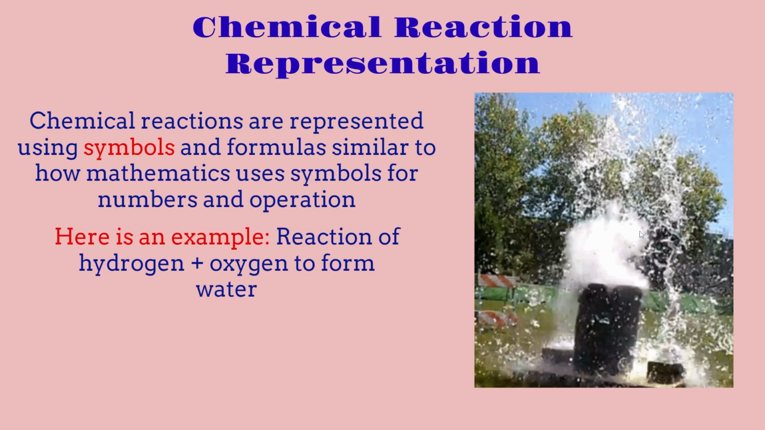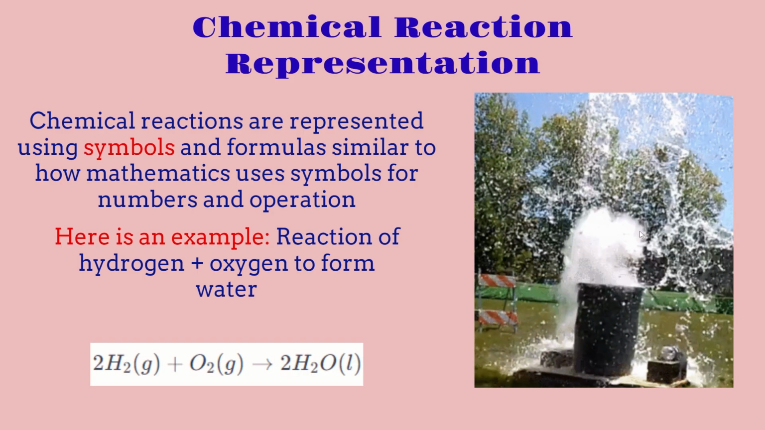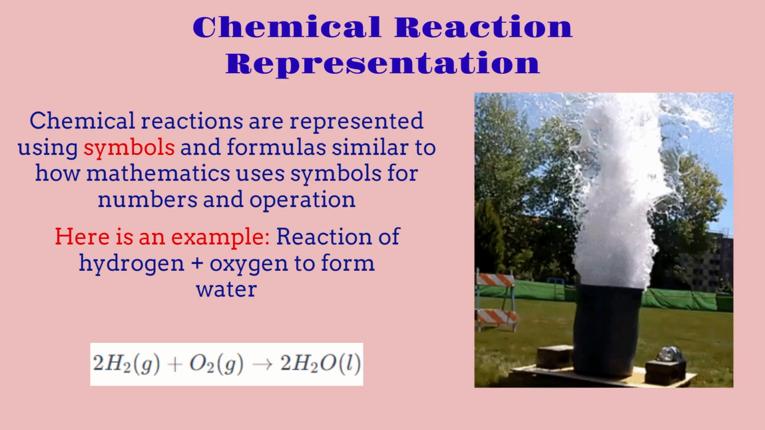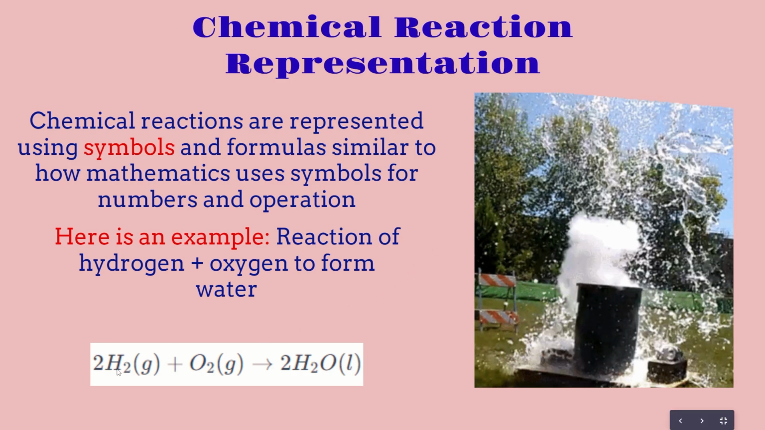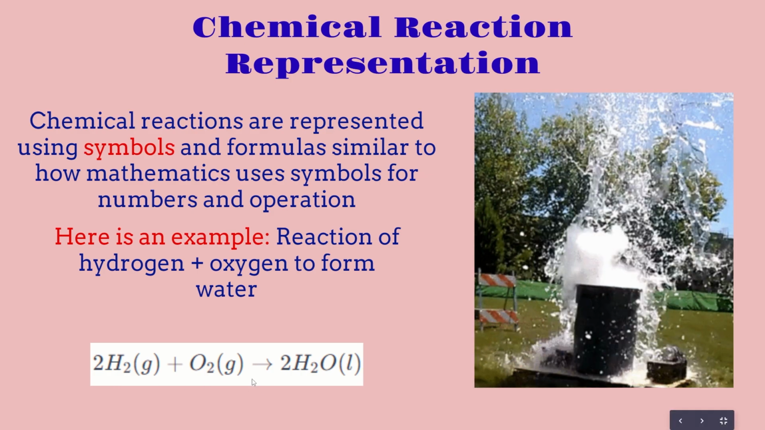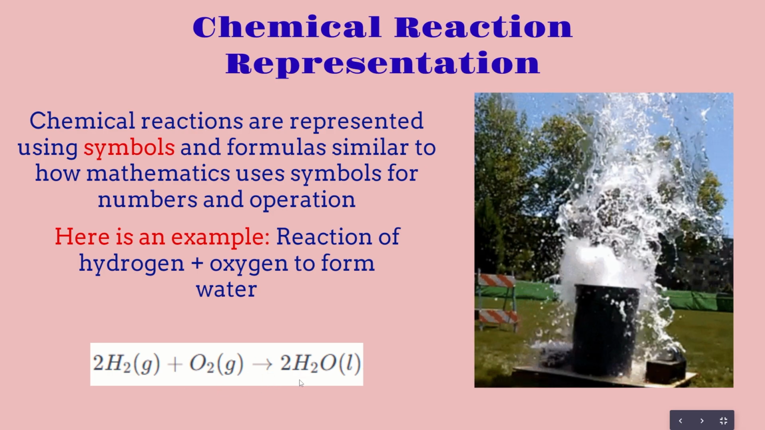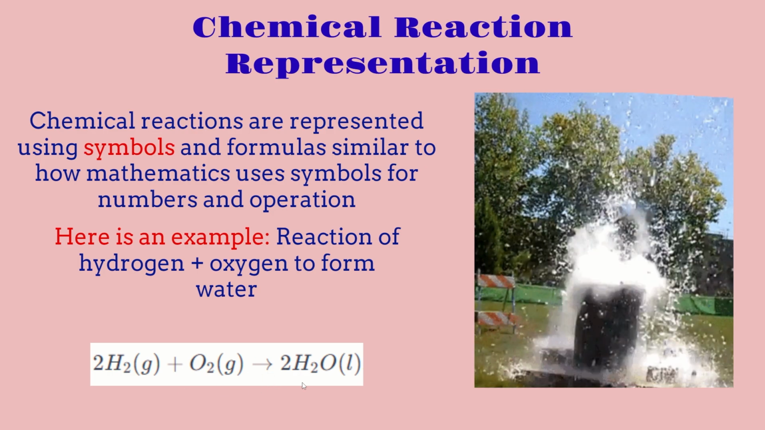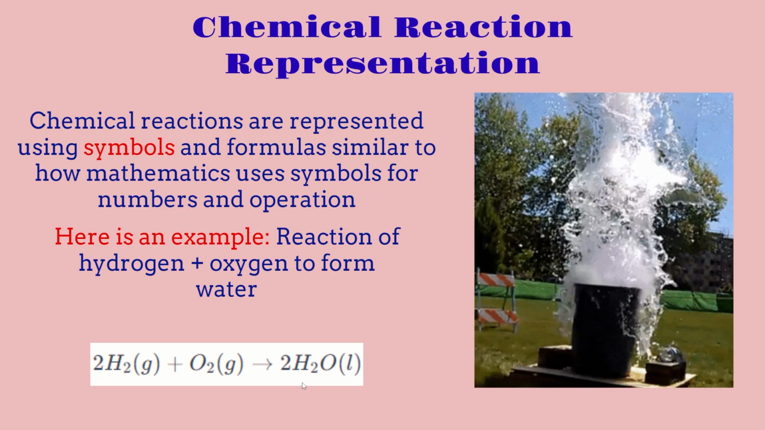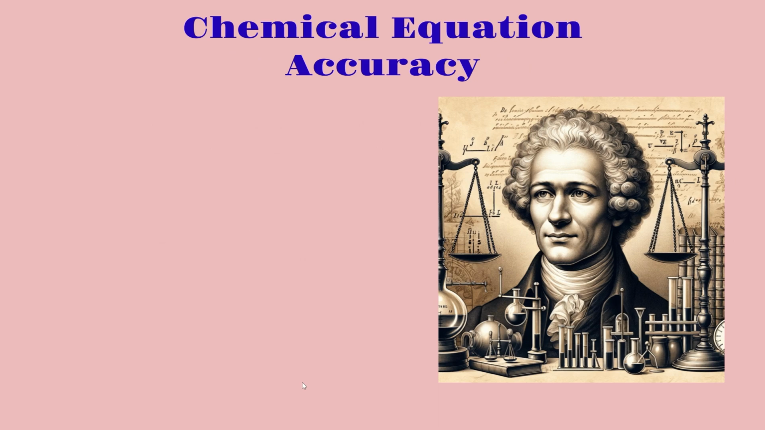So here's an example: reaction of hydrogen plus oxygen to form water. So in this case, we're using the symbols of plus, which represents hydrogen plus oxygen. And then we also have this arrow, which basically means equals to. So hydrogen plus oxygen is equals to water. So this way we can also use symbols and formulas inside of chemical reactions, just like how we use it inside of math. So moving on, now we're going to talk about chemical equation accuracy.